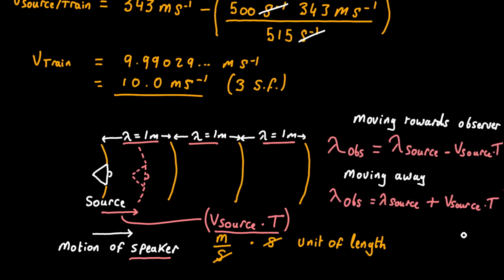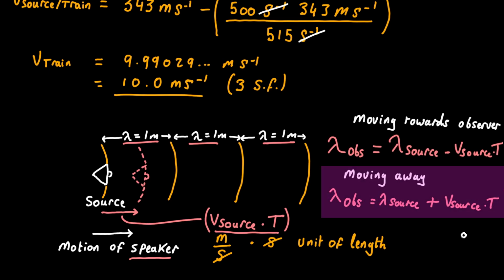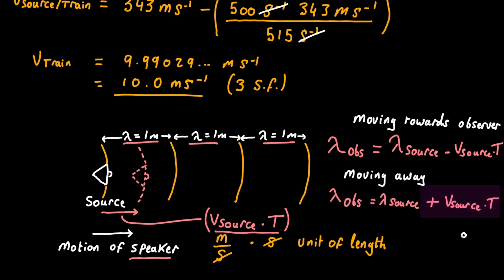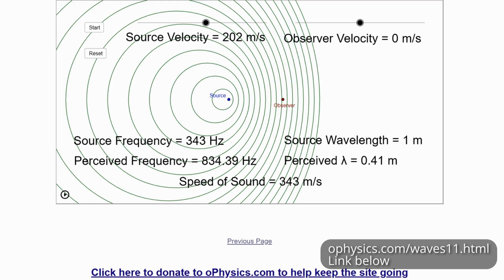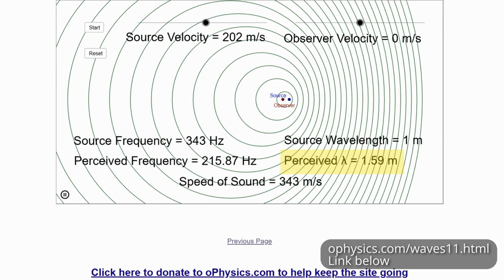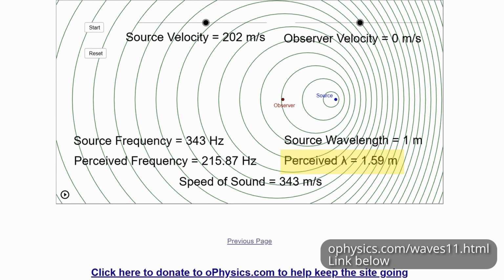So if the source of sound is moving away from the observer, we add this expression, the velocity of the source multiplied by the period of the sound, to the original wavelength, and this gives us a longer wavelength and therefore a lower frequency as the sound is moving away from the observer. So if we go back to the O Physics website, you can see that the wavelength is longer behind the source of sound when it's travelling away.